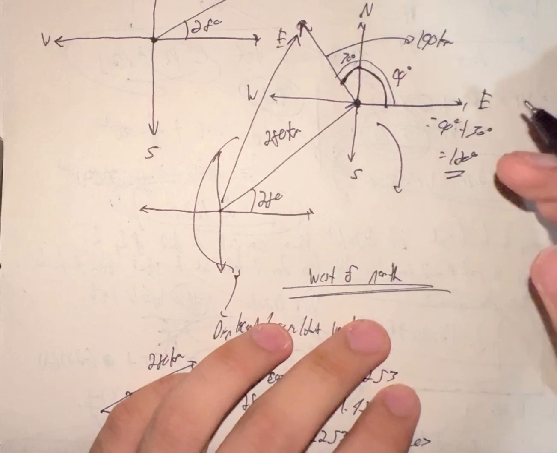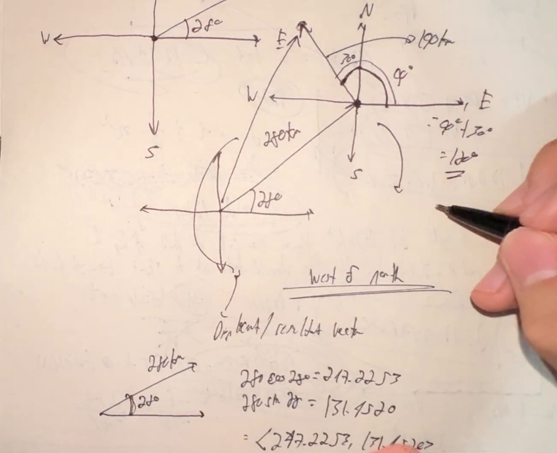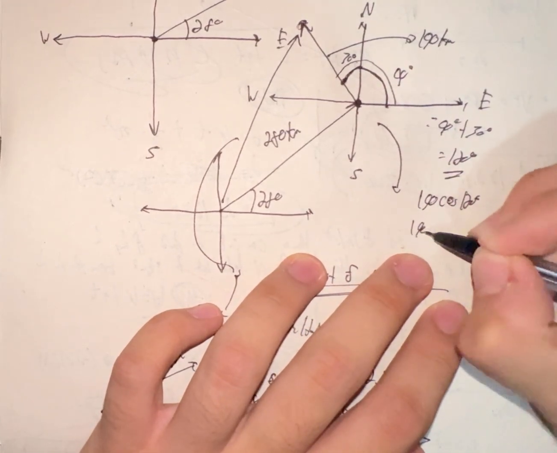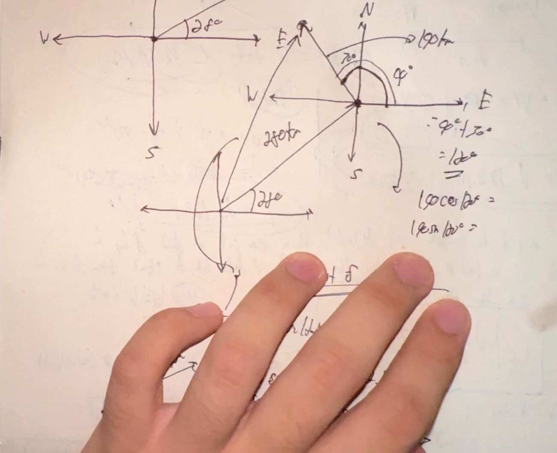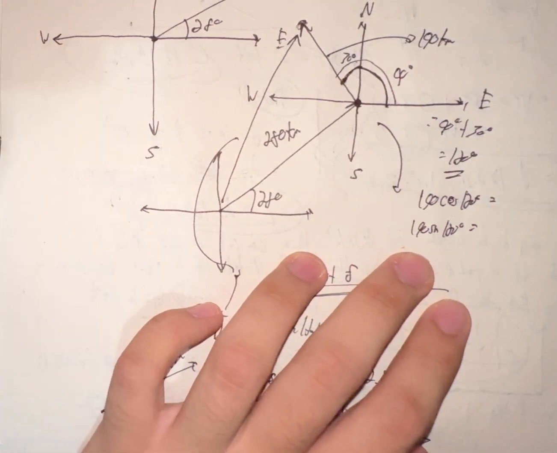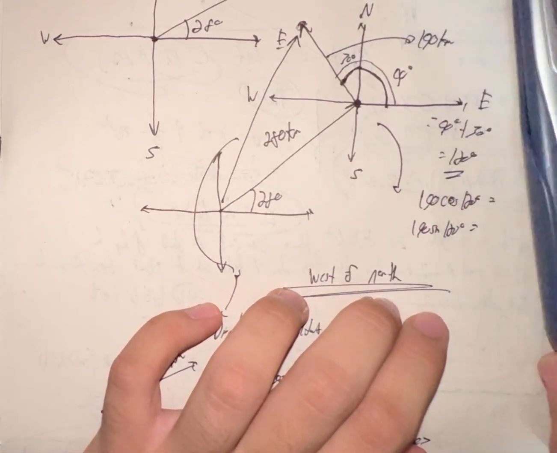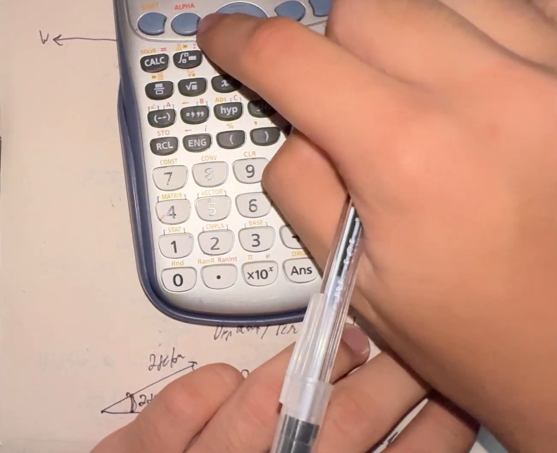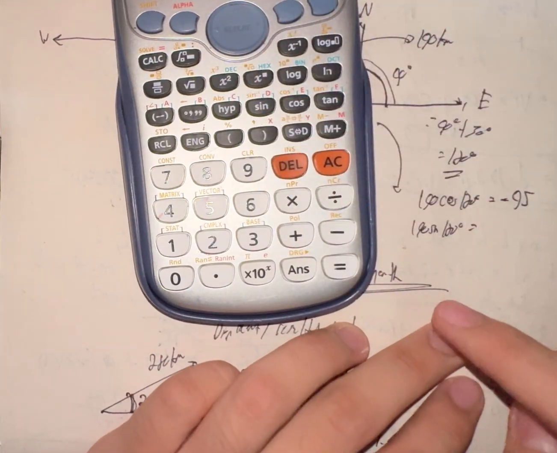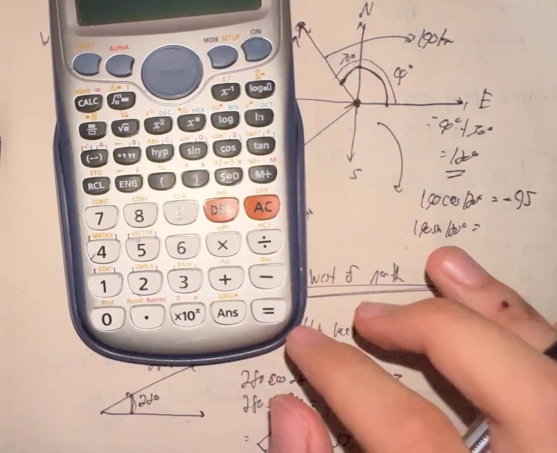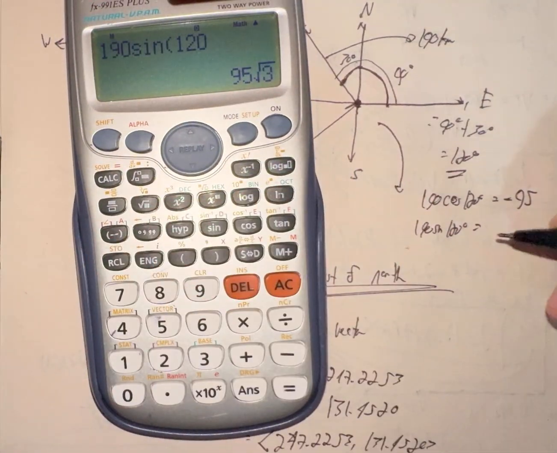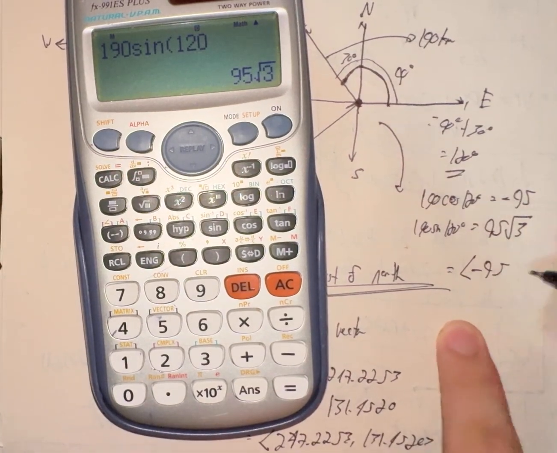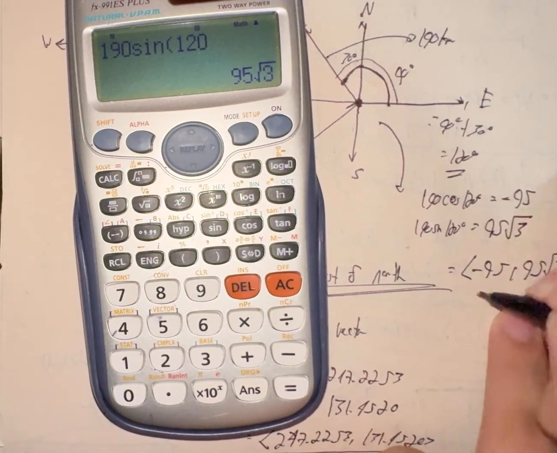So now, we're gonna be using the same formula. For the x component, it would be magnitude cosine 120 degrees, and 190 sine 120 degrees for the y-axis. So 190 cosine 120 is negative 95, and if I'm not mistaken, the sine part would be 95 square root 3. Oh yeah, 95 square root 3. So now our final component form of the resultant vector would be this.